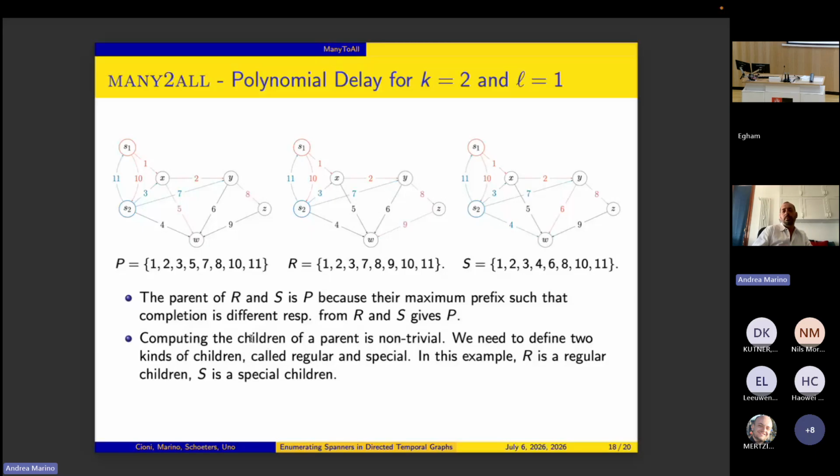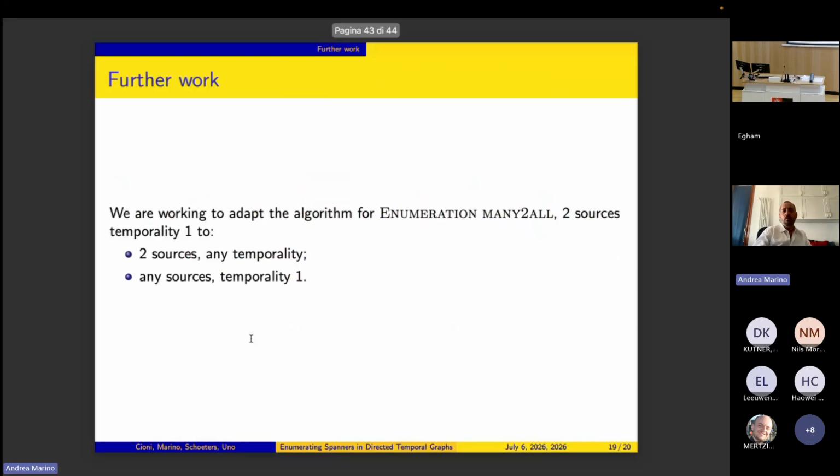And now, to complete the algorithm, I have to provide, given a parent, all the children. This is basically a non-trivial task that, if you are interested, I can tell you more about, or you can look at the paper. So basically, this is all.